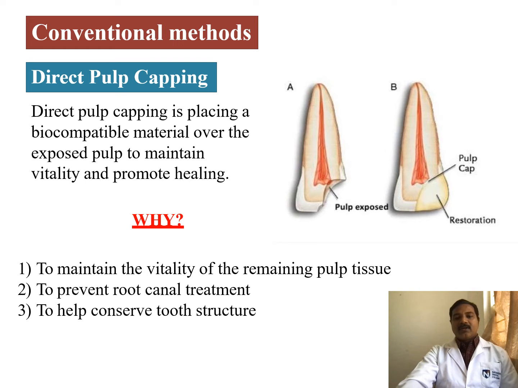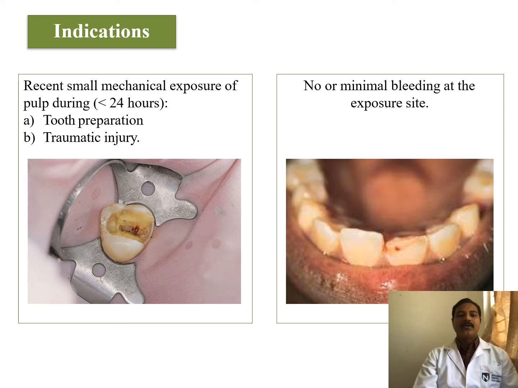Okay, direct pulp capping is the procedure when you are excavating the caries, and during that process there is inadvertent exposure. How you treat that exposure is called direct pulp capping. Let us see about this procedure, how we are going to do it.